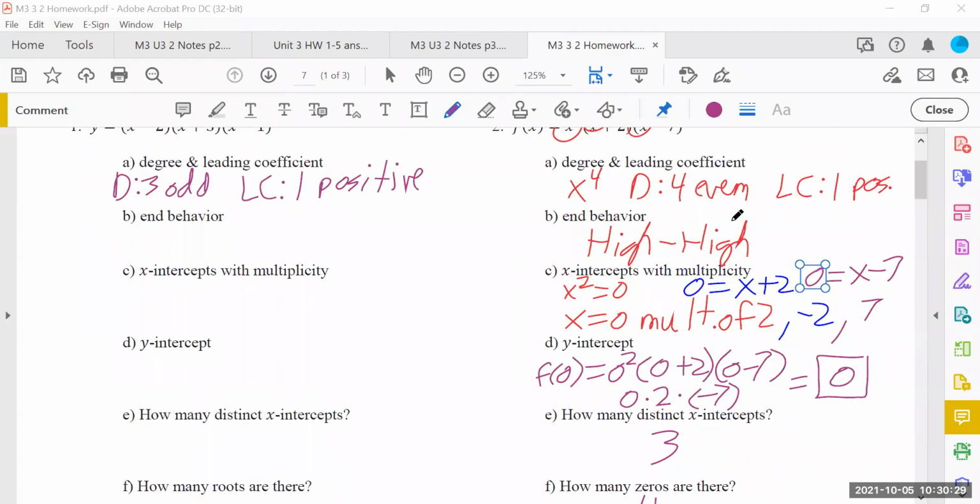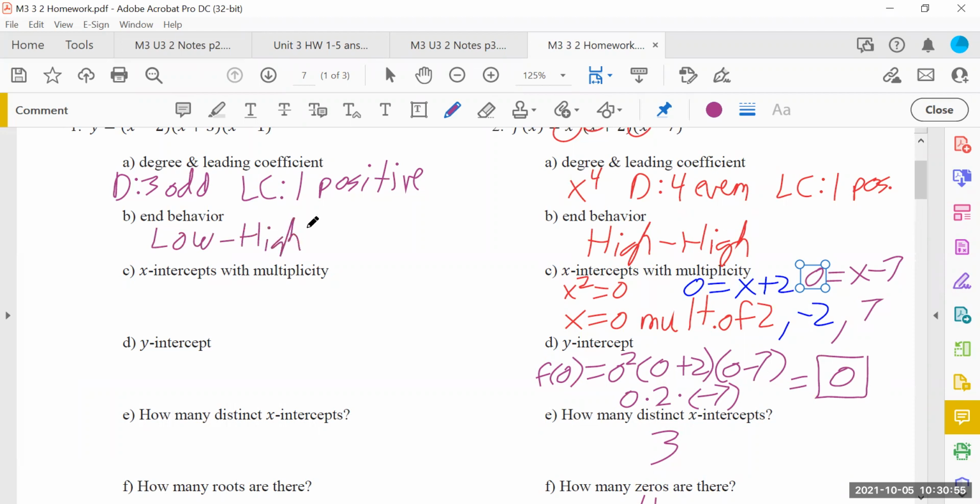Okay, so we're going over the answers for number 1. We said degree was 3 and odd, leading coefficient was 1 and positive. Mark, what's the end behavior then if it's odd and positive? Careful. Because that would be odd and negative. Low, high, there we go. Low, high.